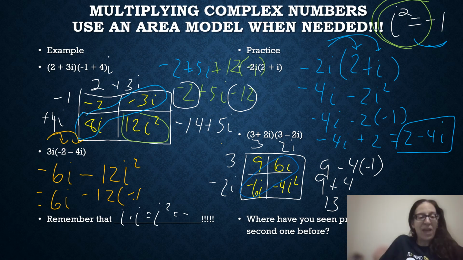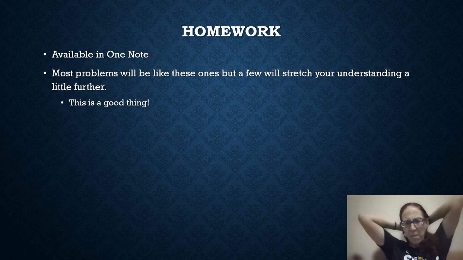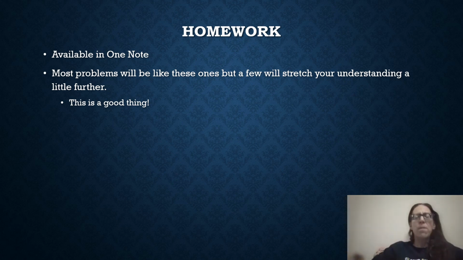All right, so that brings us to the last slide, which is, what is your homework? Your homework is available in OneNote. At the time I'm recording this, I don't actually know what it will be, but it will be in OneNote. Most of the problems will be like these ones, but a few are going to stretch your understanding a little further, and this is a good thing. I do expect there to be questions, okay? Especially towards the end there, with the multiplication, I am expecting to get questions.